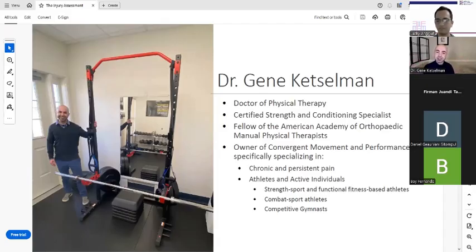I specifically specialize in two groupings of patients. The first is chronic and persistent pain: individuals with pain that is more complex in nature and has been going on for many years. I also work with many athletes and active individuals, specifically in strength sports, functional fitness-based sports, combat sports, and competitive gymnastics. Those are my big areas of specialization.